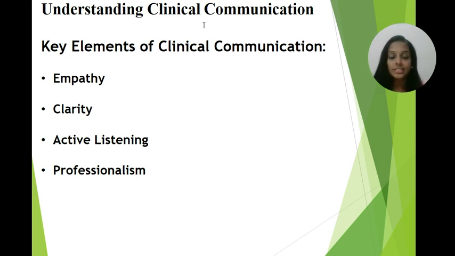And the next one is active listening. Here, you are not just speaking, you are hearing what the patient or your colleague is saying and responding in a way that shows you care for them. And when it comes to professionalism, whether it's with a colleague or a patient, your tone, body language, and word choice should always reflect the professional setting you are in.